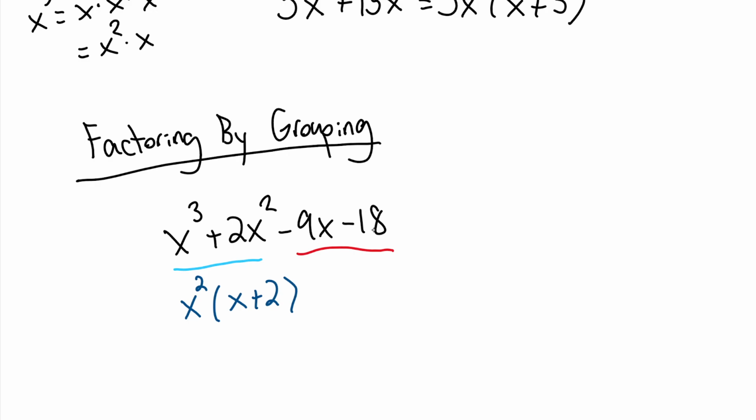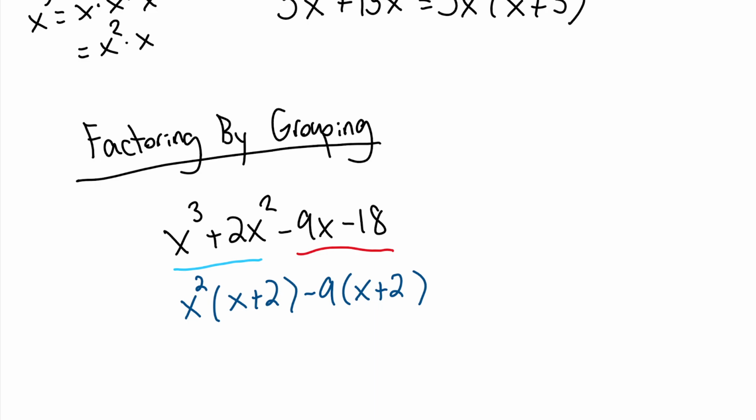Here we can pull a minus 9 out. So when you have this negative, you kind of have a choice if you want to take the negative out or not. Here we're going to do it because of what we're going to be left with. When we take the minus 9 out of minus 9x, we're just left with x. When we take minus 9 out of negative 18, we're left with a plus 2.